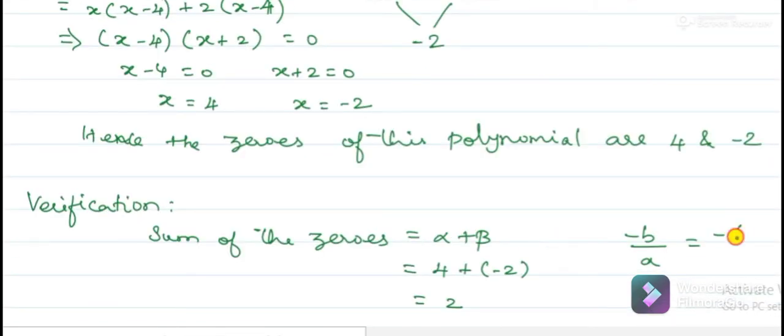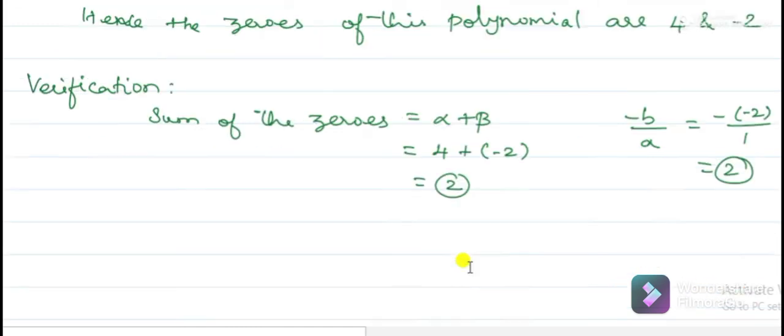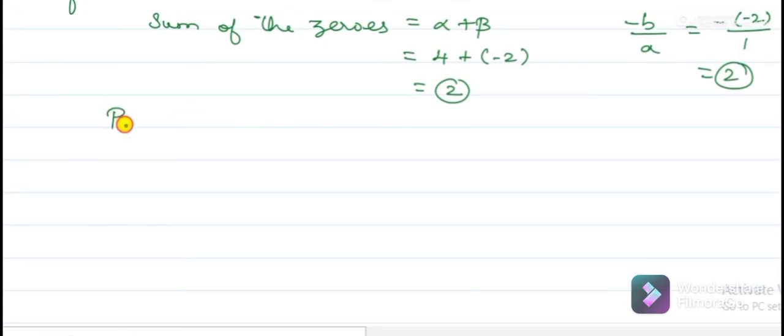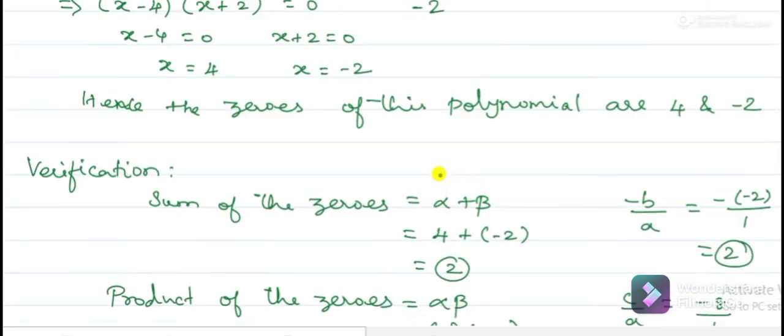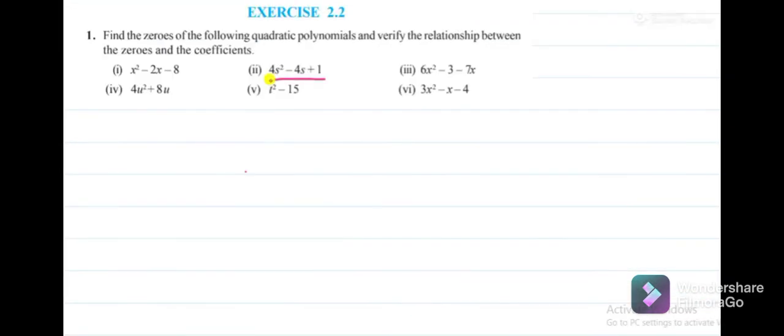Substitute the values of a and b here. Minus of minus 2 by 1. This is equal to positive 2. So, sum of the zeros, alpha plus beta, equals minus b by a. We have proved it. Let us find the product of the zeros. Multiply the two zeros, alpha into beta. So, 4 into minus 2 gives you minus 8. Calculate c by a. C value is minus 8 and a value is 1. This is also minus 8. We have verified the relationship between the zeros and the coefficients.